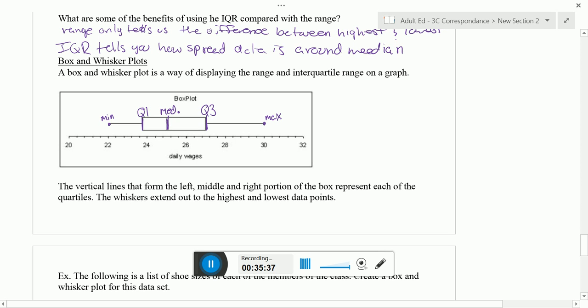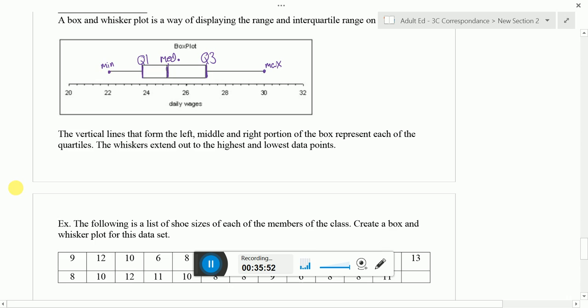So each of those different segments, the first line, the first box, the second box, and the second line, are each a quarter of the data. So a box and whisker plot does a really good job of showing you how spread out each quarter is.